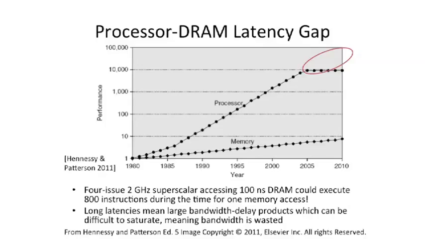So here we have a 4-issue, 2 gigahertz superscalar accessing 100 nanosecond memory. DRAM, can execute 800 instructions during the time to access that one memory reference. And we have things faster than 2 gigahertz now, and we also have slower memories, depending on what memory system you put in, so it's roughly about 1,000 instructions.